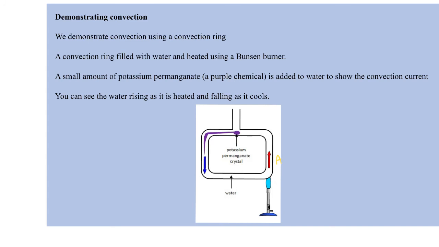Now we know that as I'm going that way, I'm getting further from my flame, so I must be getting a bit cooler. So I'm going to begin to cool, and finally I'm going to become my coldest at point B. Now at point B, we are going to see the potassium permanganate, the purple dye, flowing downwards. And the reason for that is that my particles become more dense as they cool, so they're going to sink. And this is going to be repeated. So I'm going to see my purple dye moving round in that continuous convection current.